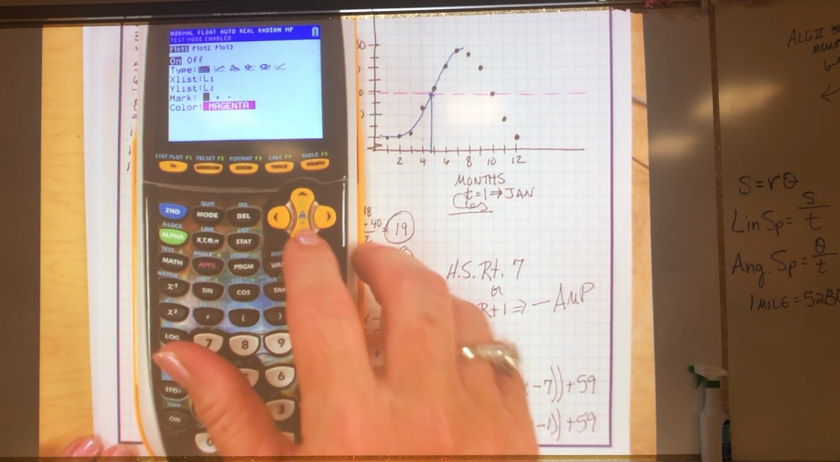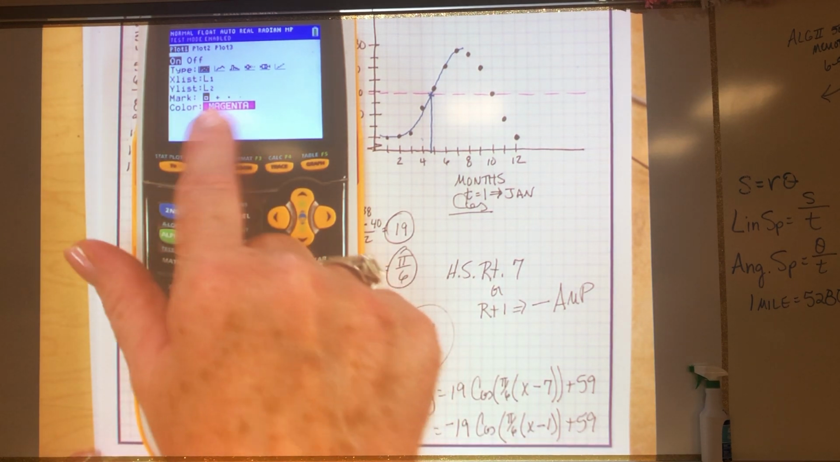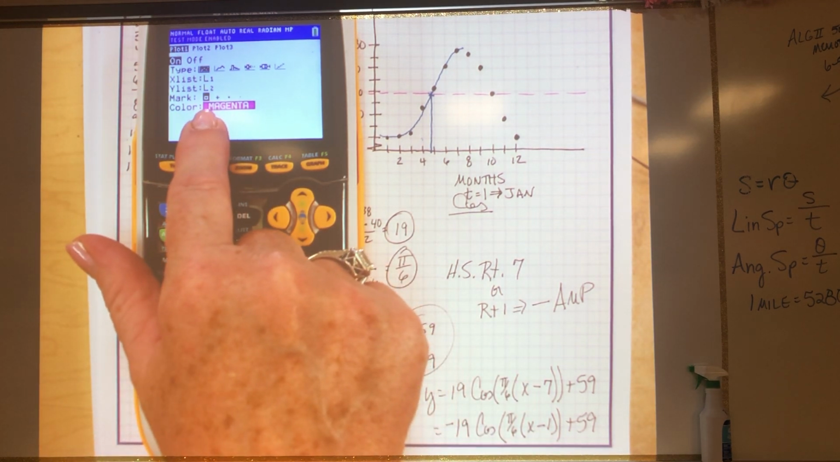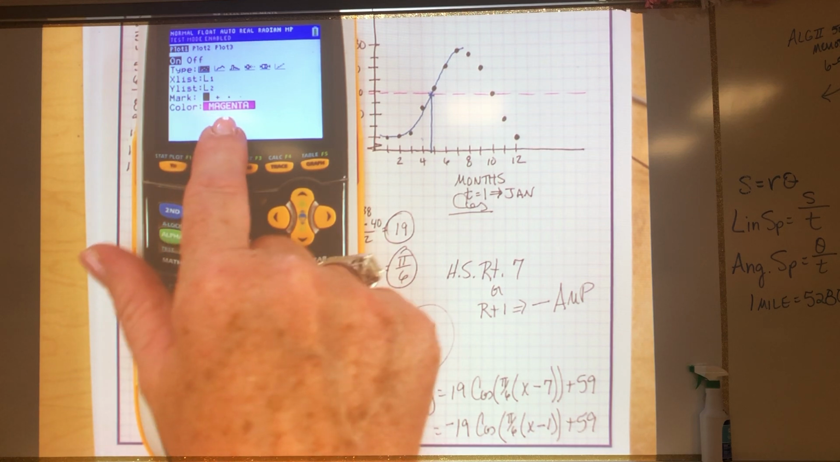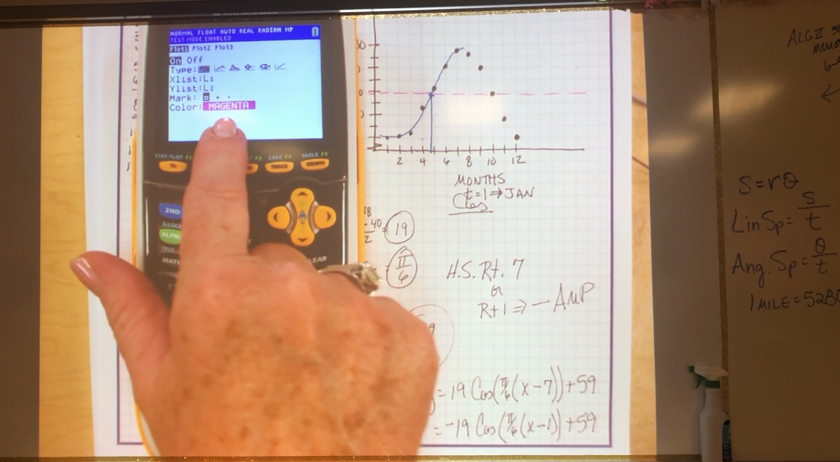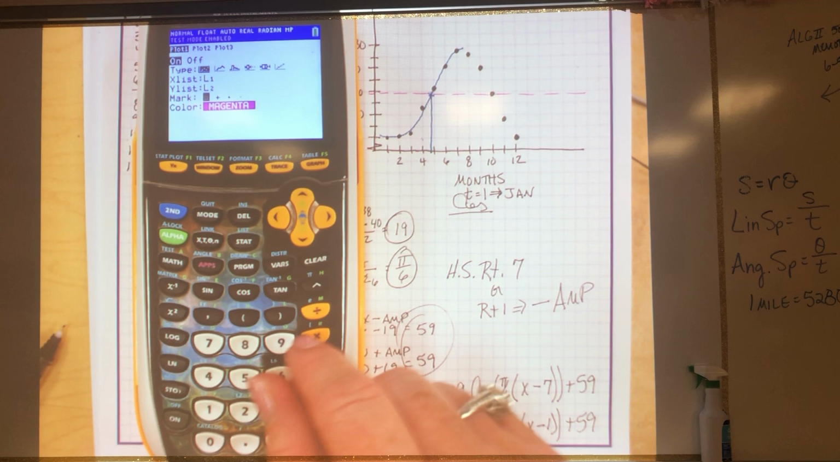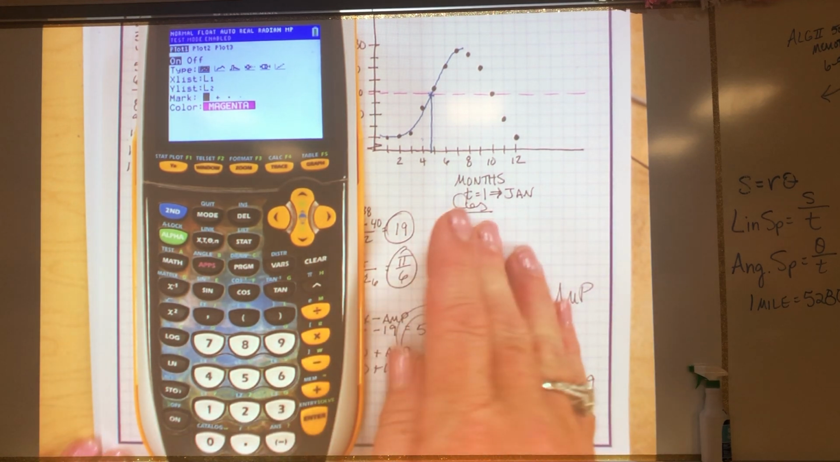Then you can go down here and you can choose whatever mark you want. I, of course, am blind, so I choose the biggest mark. And then this fancy calculator will even let me pick the color, okay? So that's what I want.